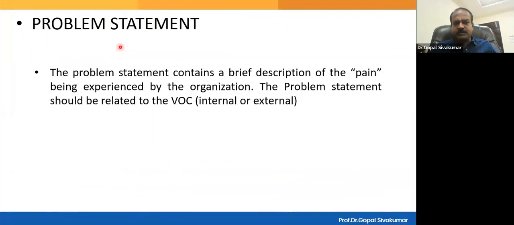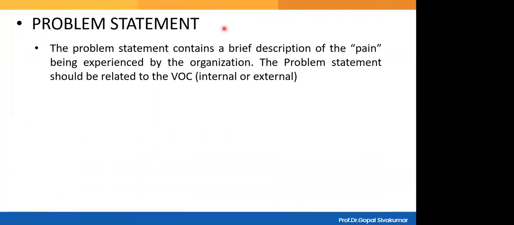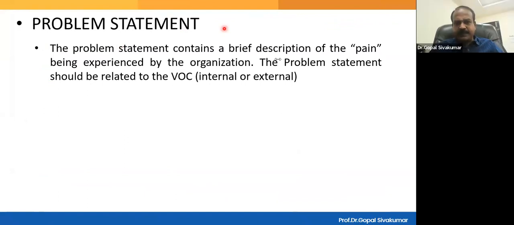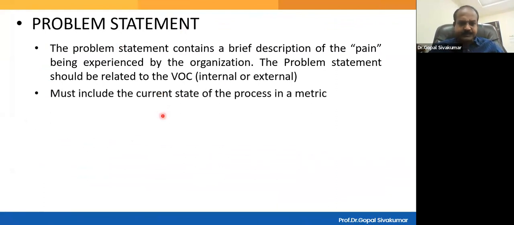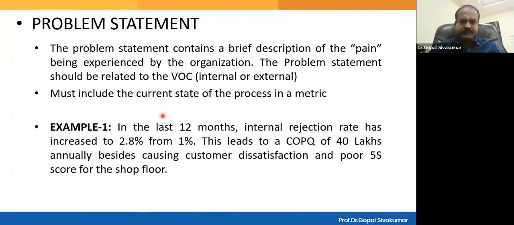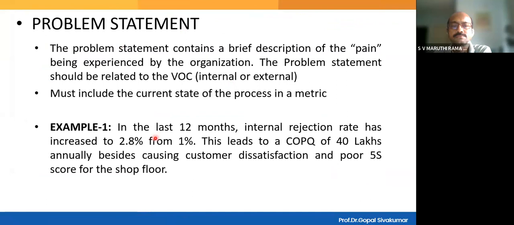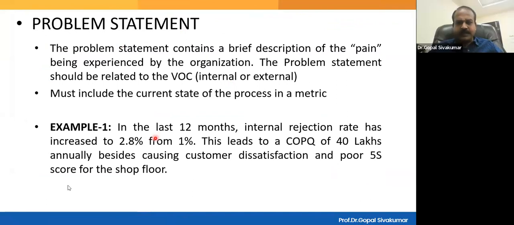So that's business case. Problem statement. It contains a brief description of the pain being experienced by the organization or by the customer. Always it is related to the VOC, the CTQ characteristics. It must include the current state, for example. So here, what is the CTQ or CTB? CTB is rejection rate. And the cost of poor quality is also added here, and some additional information is also given here. That means this is called problem description.